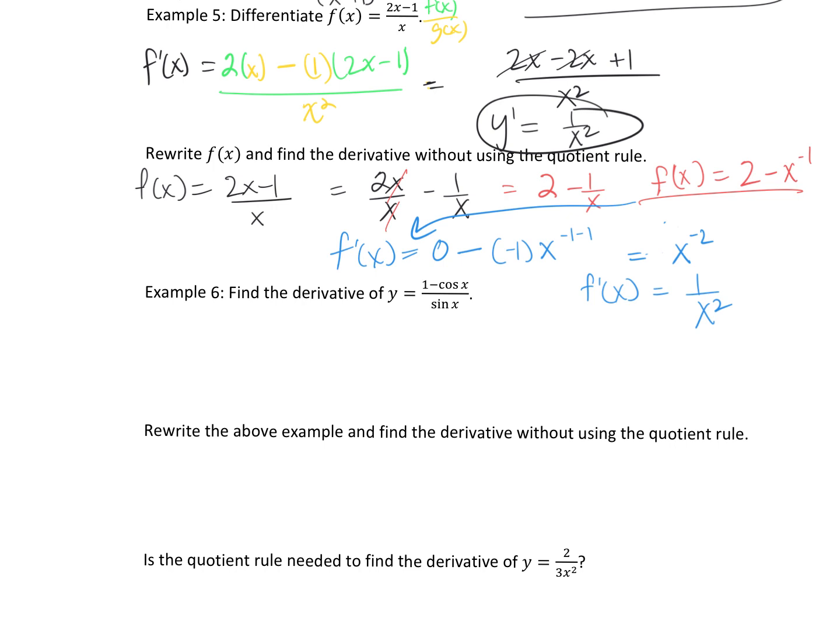All right, let's find the derivative of y equals 1 minus cosine x divided by sine x. I have two functions, so I'm going to call this one f of x and this one g of x. So y prime: we're going to take the derivative of the first. Well, the derivative of 1 minus cosine x: the derivative of 1 is 0. The derivative of cosine x is negative sine x. So this is minus a negative sine x.